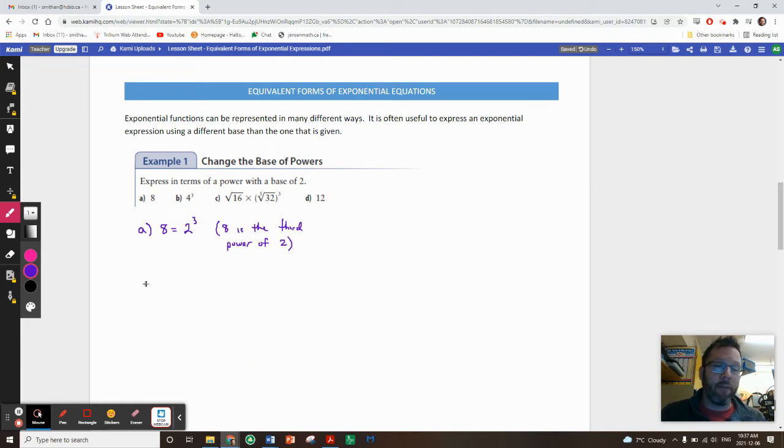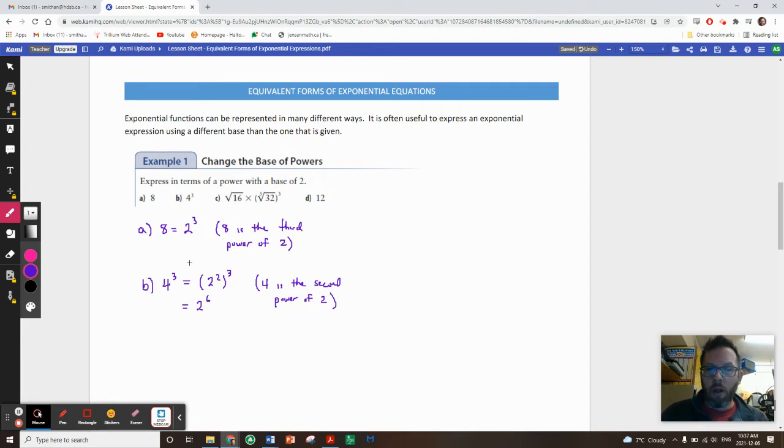Alternatively, we can take 4 cubed, and we can write 4 as a power of 2 first. That's 2 squared. And then you can use your exponent rules, power of a power, to get 2 to the power of 6. So we use the fact that 4 is the second power of 2, and then we just use our exponent rules. 2 times 3 is 6.